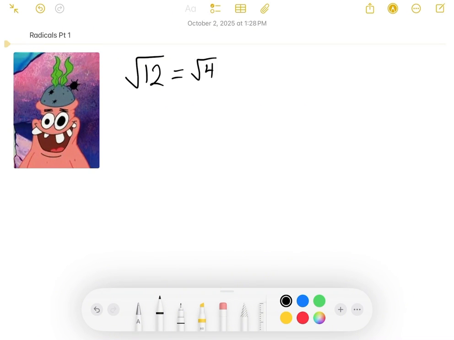So if we try radical 4 times radical 3, we know that radical 4 gets broken down into 2. So 2 times radical 3, and this becomes 2 radical 3. So radical 12 simplified is 2 radical 3.